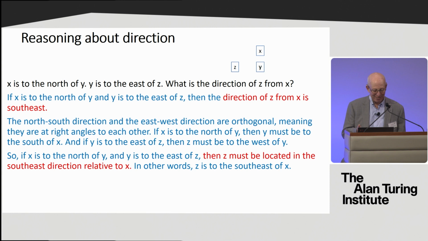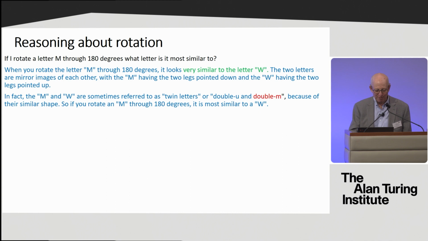Reasoning about rotation, I just thought up this example. If you rotate the letter M 180 degrees, what letter is it most similar to? It's similar to the letter W. That's good. The only interesting point about this, which is not really spatial, or maybe it is, is that it says M and W are what you might refer to as twin letters. I've never heard of that specifically. But it says W, that's fine, and double M. I mean, if it said double N, I would have been really impressed. But it didn't, and so I'm not quite sure where it got that from. I need to Google that to see whether double M is a thing or not.